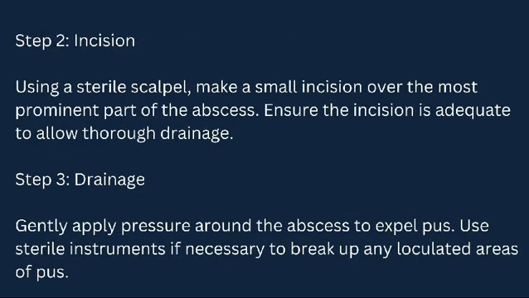Step 2, incision. Using a sterile scalpel, make a small incision over the most prominent part of the abscess. Ensure the incision is adequate to allow thorough drainage, but small enough to minimize tissue damage. Step 3, drainage. Gently apply pressure around the abscess to expel pus. Use sterile instruments, if necessary, to break up any loculated, pocketed areas of pus.